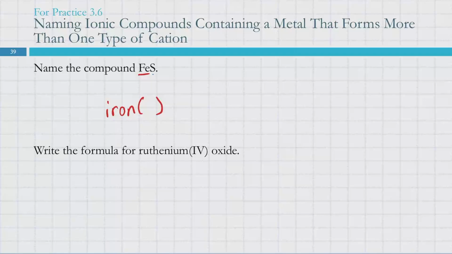The other thing, S is sulfur. Sulfur, we start with sulf, we change the ending to IDE, so sulfide. Sulfur, when it forms an ion, has a 2 negative charge. We've got one of them, so we've got an overall 2 negative charge. We also have 1 iron. The iron needs to balance it out. See if we can write it.